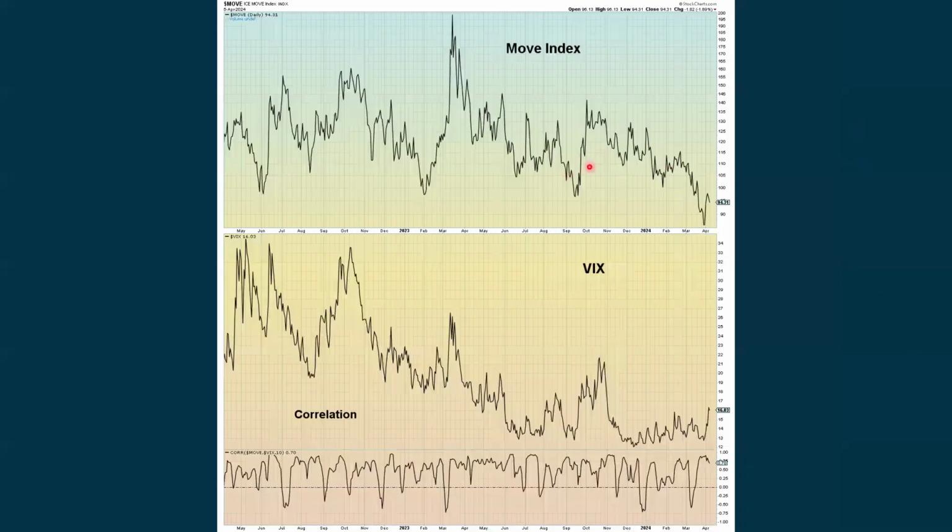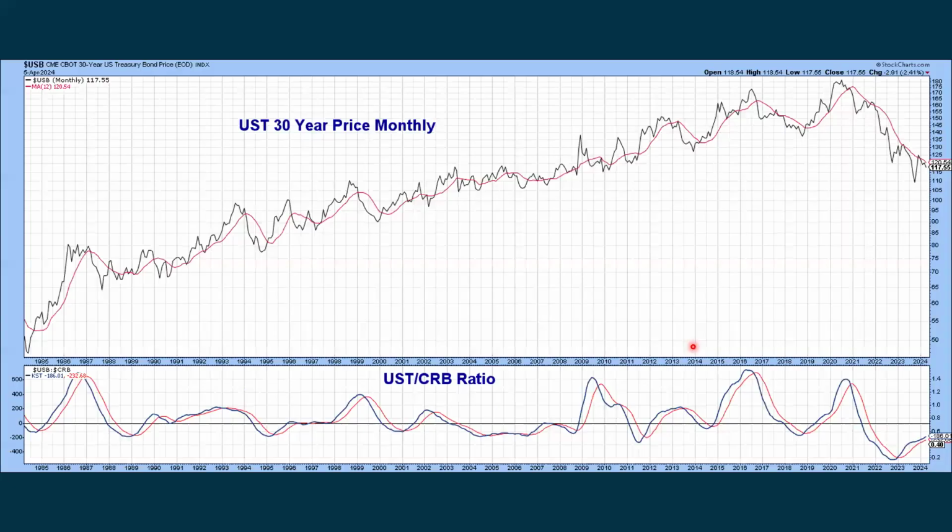We look at the MOVE index on top, which measures the volatility of bonds, then the VIX, which measures the volatility of stocks. And they're having a pretty strong correlated relationship right now. Doesn't necessarily mean price is moving in the same direction, but volatility is moving in the same direction as the market is dealing with some uncertainty. And we look at a monthly chart of the price of the 30-year bond, and that is in a downtrend. But when you compare it with the CRB index or commodities, bonds are continuing to outperform. But this is a monthly chart, and this can take a while to readjust.